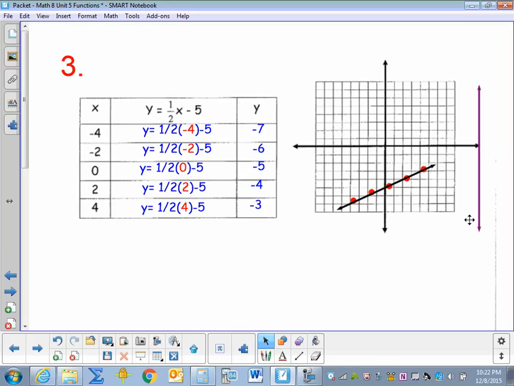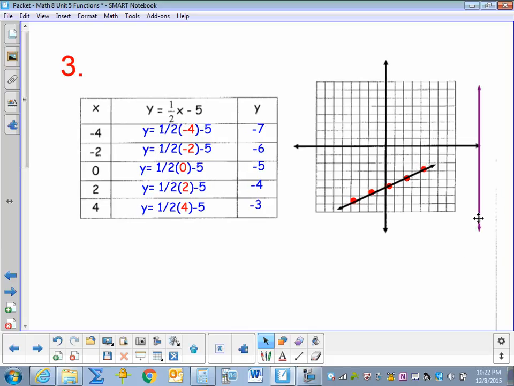And again, if you wanted to do a vertical line test, just take your pencil and pass it through any place on the graph. And you'll see it passes the vertical line test. And that's how you graph linear functions.